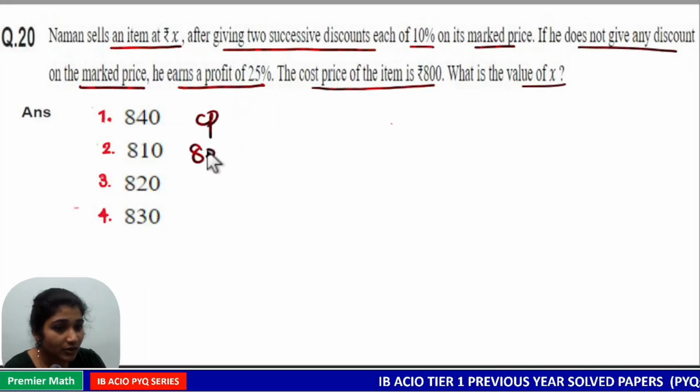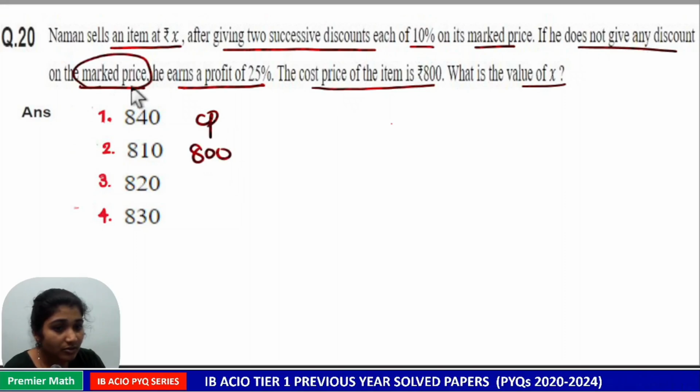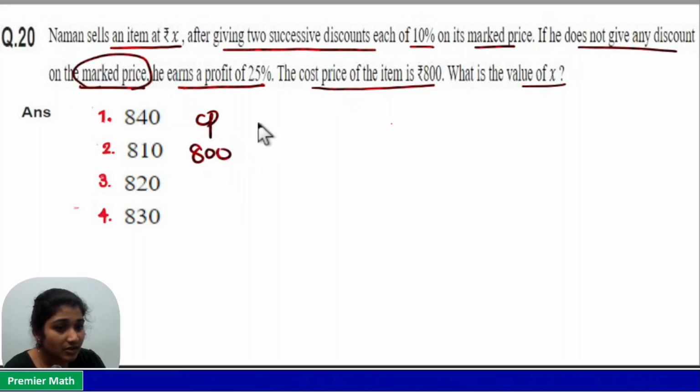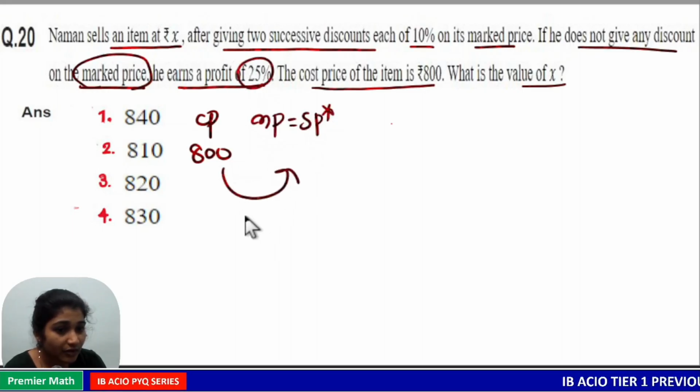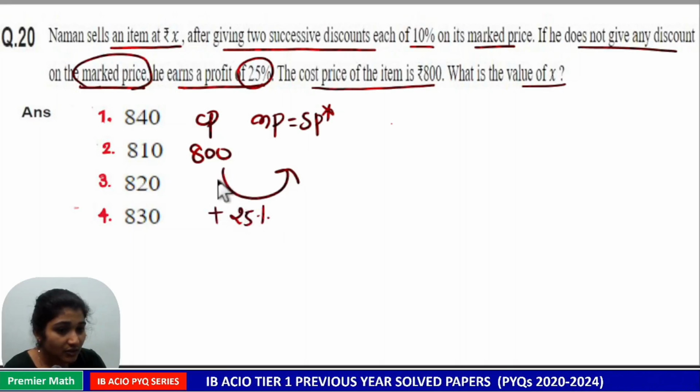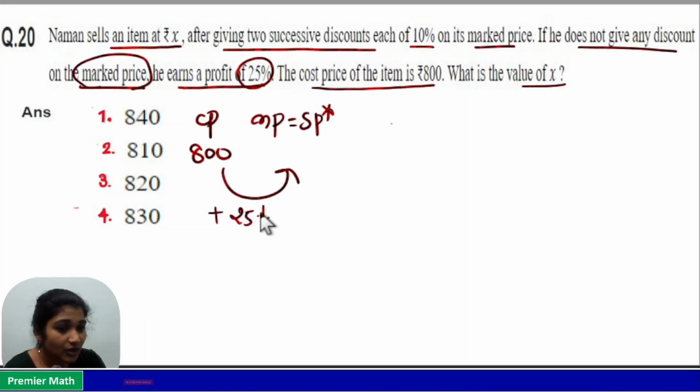Here the cost price is equal to 800 rupees. And if he does not give any discount on the marked price, it is the same as the sell price. That is, the marked price without discount is equal to the sell price. Now here in this case, profit is 25%. So 25% profit on 800 means 25% of 100 is 25, so 25% of 800 means 8 into 25, 200. 800 plus 200 is 1000 rupees, which is the marked price here.